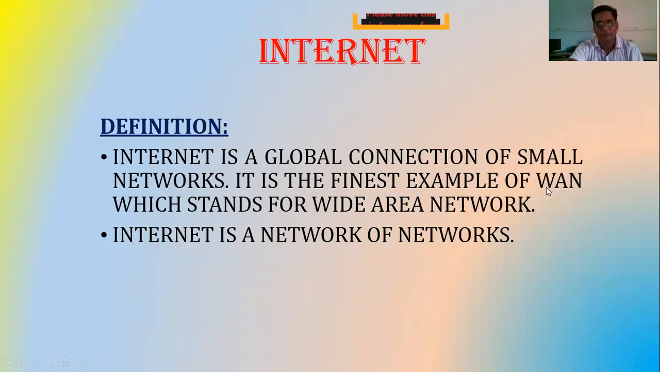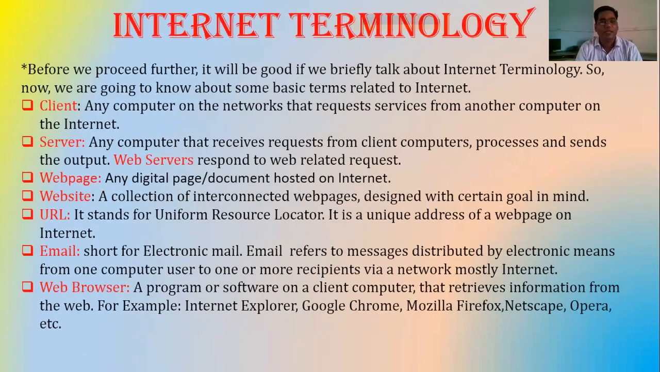WAN is a kind of network, as you have learned. As you know, there are four kinds of network: LAN, MAN, CAN, and WAN. WAN is the biggest network and it is found over the world. Internet is also known as a network of networks. The next thing is there.